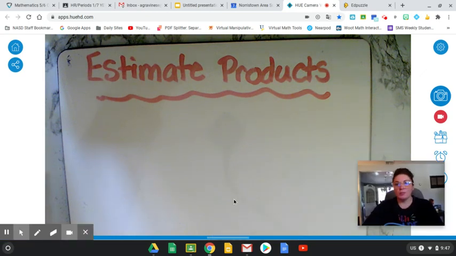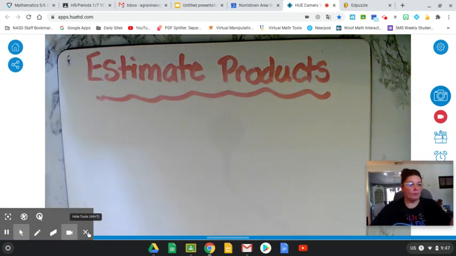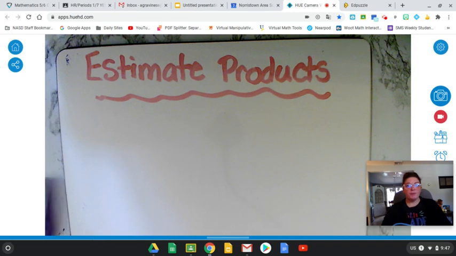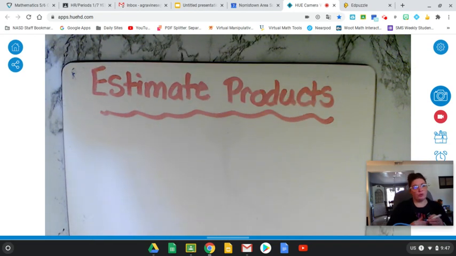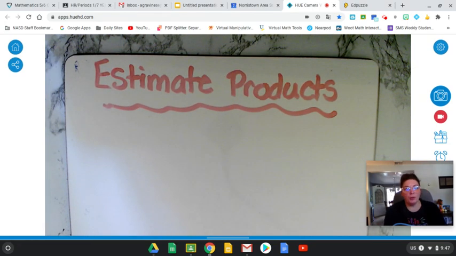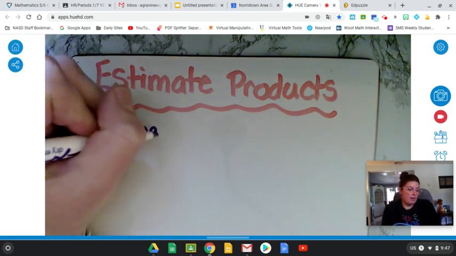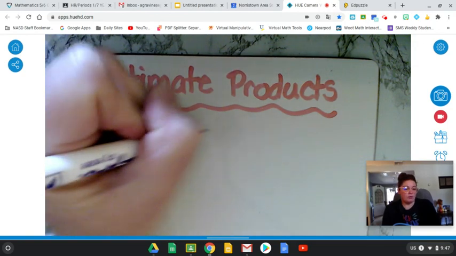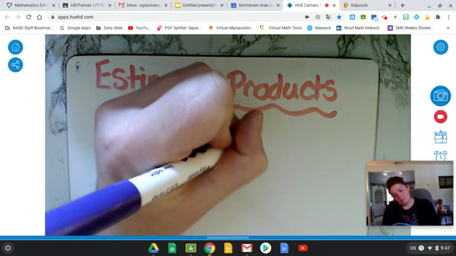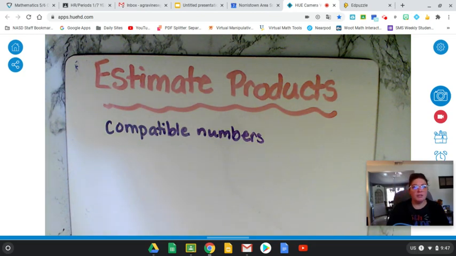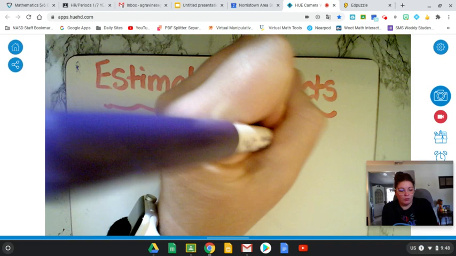So when we estimate products, we can do this a few different ways. One of the ways is to round both of your factors. Another way is to round one of your factors. And then a third way is to use something called compatible numbers. So compatible numbers are numbers that are easy to work with mentally. So compatible numbers help you with mental math.